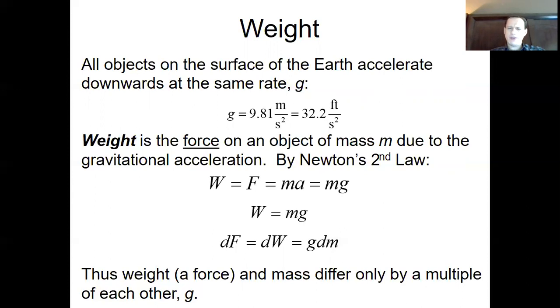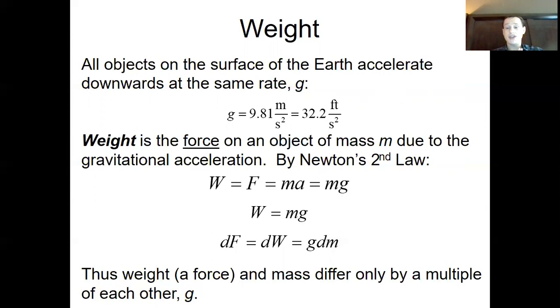Okay, now, well, that's great. Well, what's a little bit of force? Well, force is weight, right? Weight is a force. So a little bit of force can be given by, well, a little bit of weight. And what's a little bit of weight? Well, it's just a little bit of mass, dm times g.